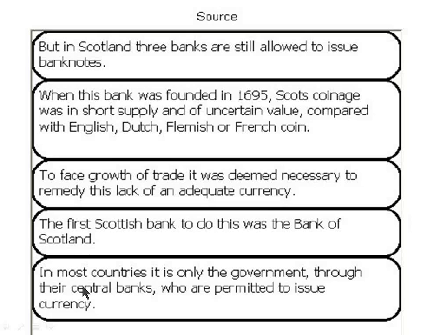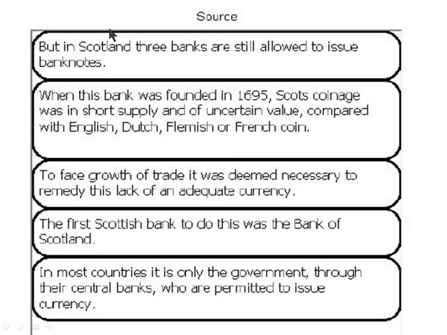In most countries, it is only the government through their central banks who are permitted to issue the currency. So in this, we need to understand the connector. It is only the government. Okay, so this connector must follow something else in the second paragraph. So this is our first paragraph. Okay, let's find the second one. It is only, and only is always followed by but. So this will be our second. But in Scotland, 3 banks are still allowed to issue banknotes.